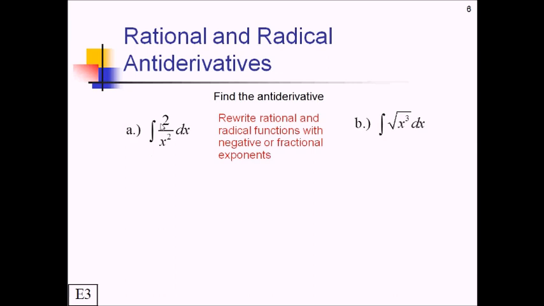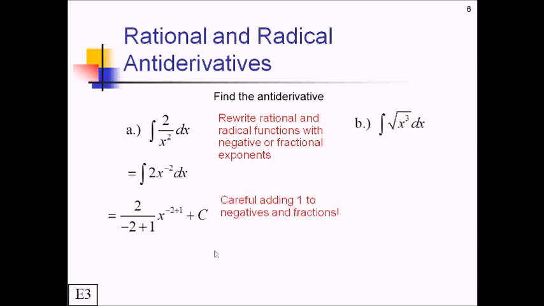This is really going to be 2x to the negative 2. Just like before now, reverse power rule, we're going to make this negative 2 plus 1 in the exponent, and we're going to divide our coefficient by negative 2 plus 1, whatever that new exponent is. So this is going to be, let's see, 2 over negative 1 is negative 2, x to the negative 1 power, plus c, still there. And just be careful adding 1 to negatives and fractions. You're going to make this less negative. So there's our antiderivative for this problem. Over here now, let's rewrite this with a fractional exponent.